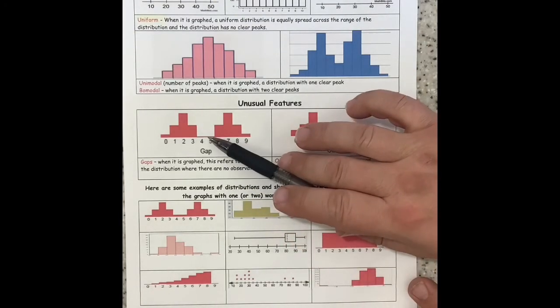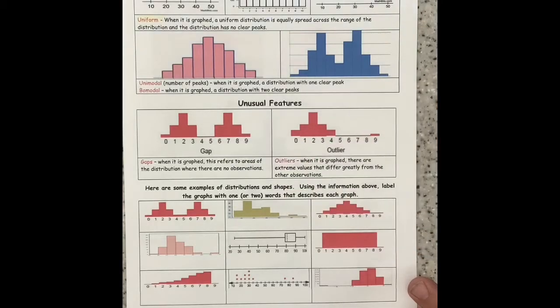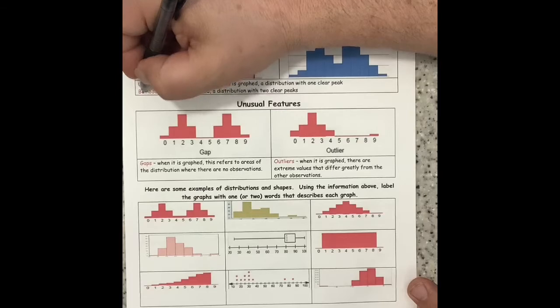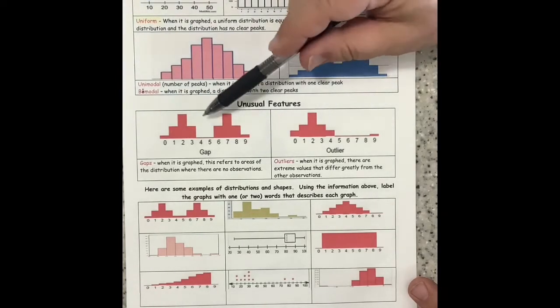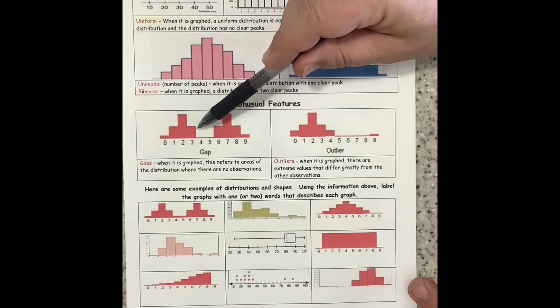This one is gap. This one happens very little. Okay, so again, unimodal, bimodal. That should say bimodal, bi meaning two. This happens very rarely. So this is a gap.